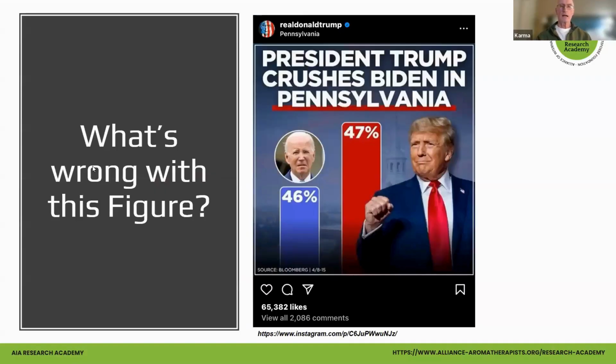Okay, now I want y'all to weigh in on this one. First, is it necessary? How many pieces of data are there? Just one. Right, exactly. Does he slant the data? Yeah, because there's only 1% difference, but it looks like there's so much more. Exactly. 46% appears to be half of 47%. What about the pictures?